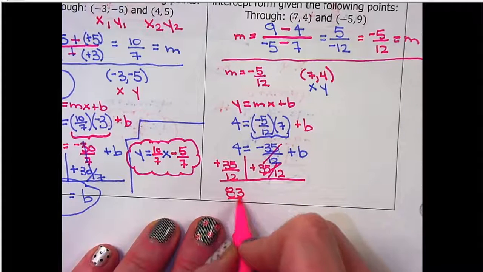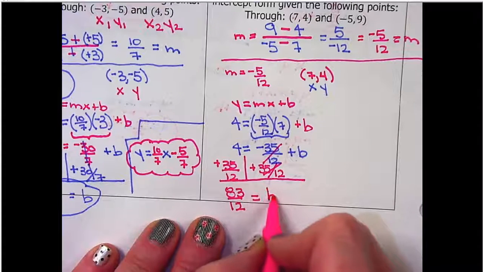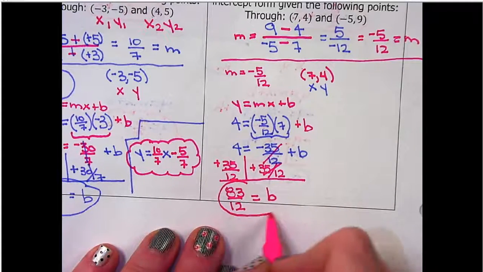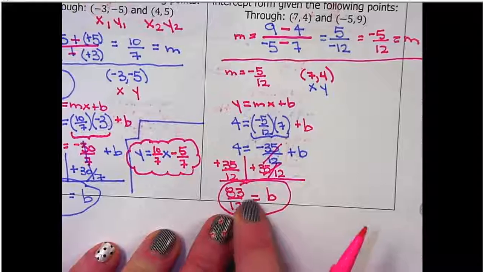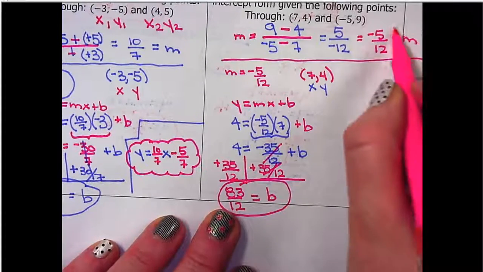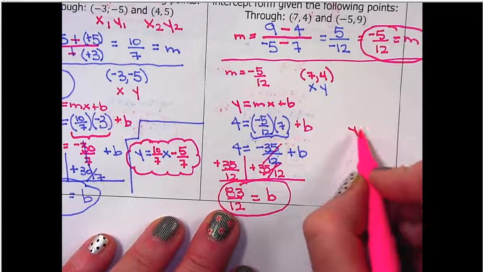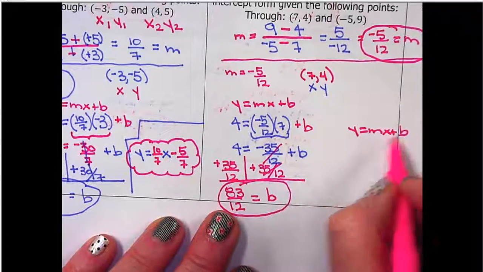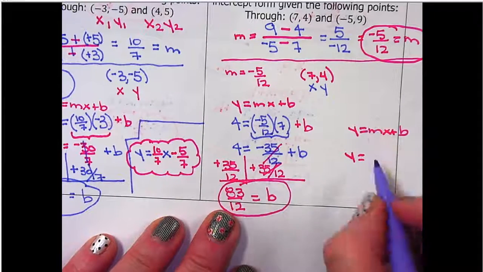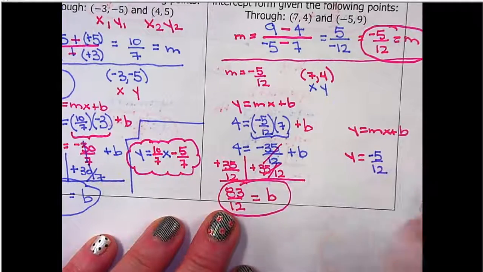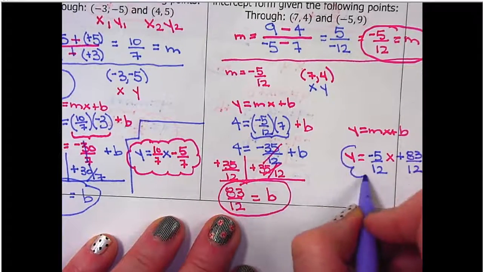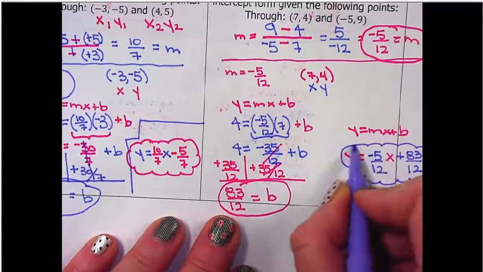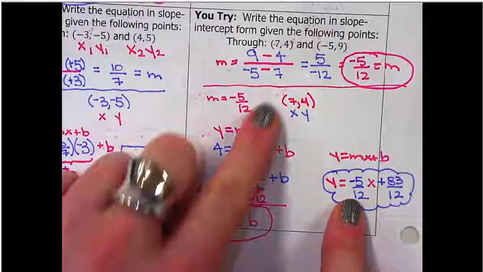If your calculator gives you back a decimal or a mixed number, have it put it into an improper fraction. So I have my b. I had already previously found my m right there. So y equals mx plus b. y equals negative 5/12 x. B is positive, so I'm going to express it as positive 83/12. There's your final equation. If we were to graph this equation, the two ordered pairs that were listed here would lie on that line.